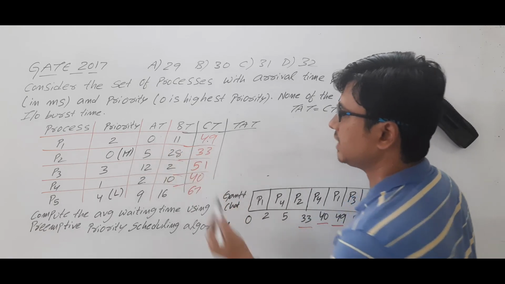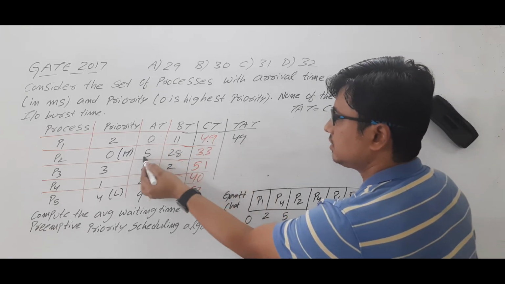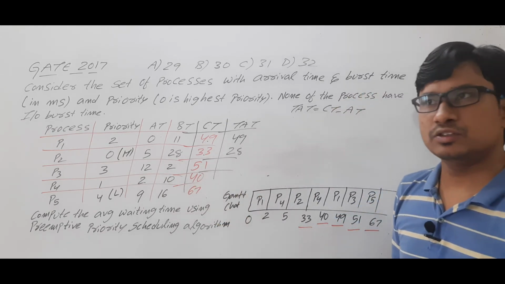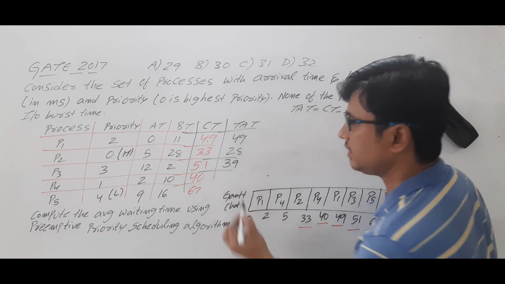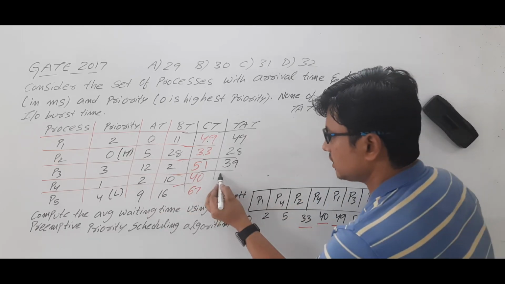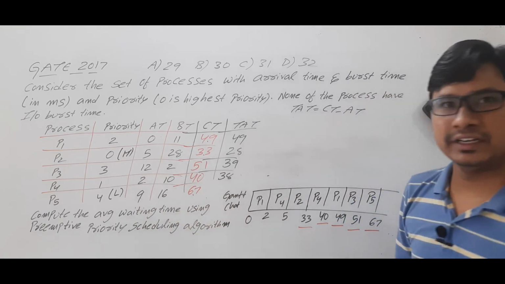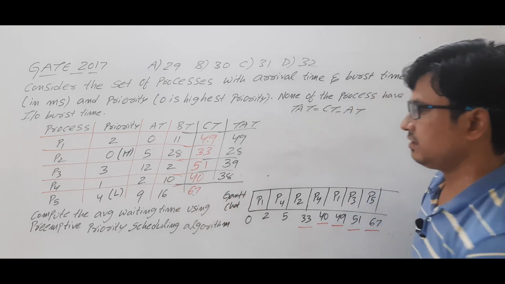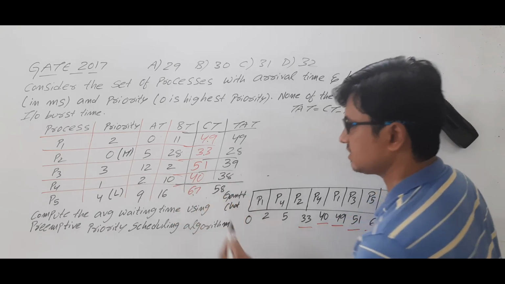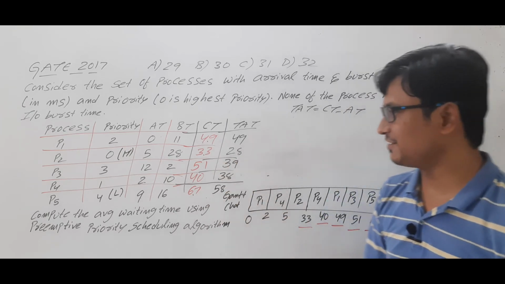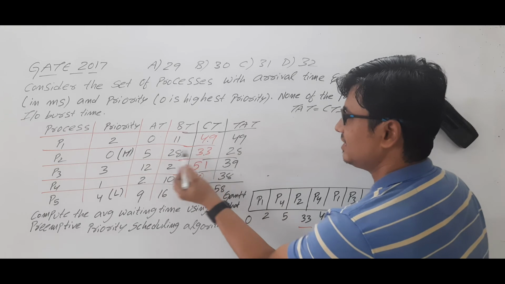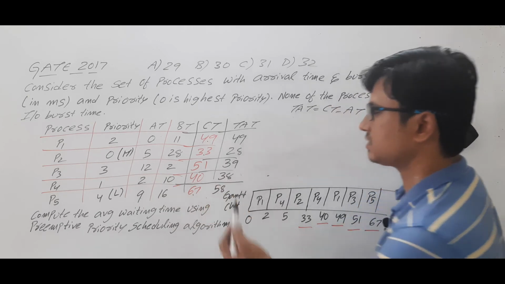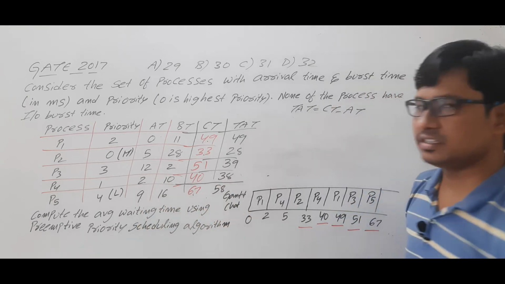Now 49 minus 0 is 49, 33 minus 5 is 28, 51 minus 12 is 39, 40 minus 2 is 38, 67 minus 9 is 58. Okay, this subtraction is a little bit confusing. So 49 minus 0 is 49, 33 minus 5 is 28, 51 minus 12 is 39, 40 minus 2 is 38, 67 minus 9 is 58.